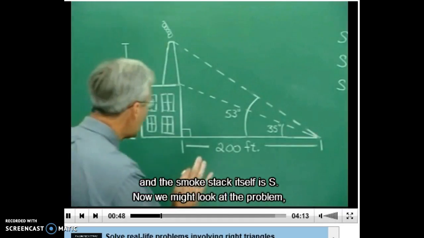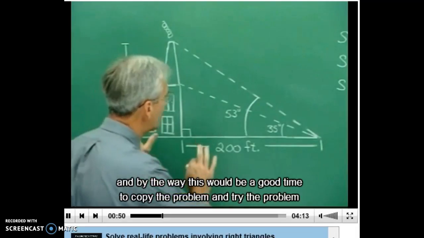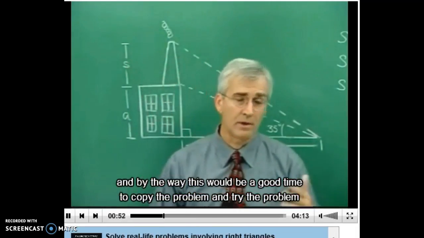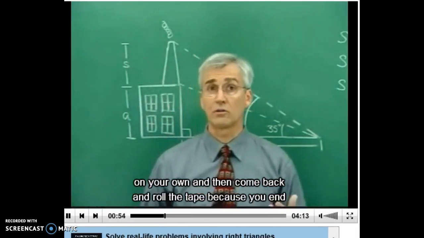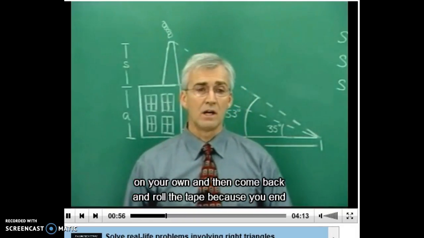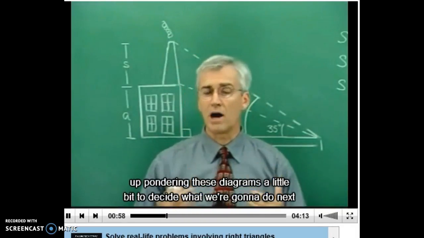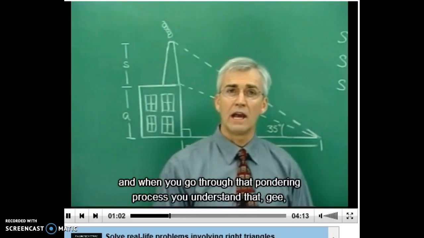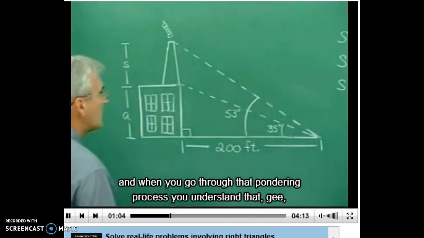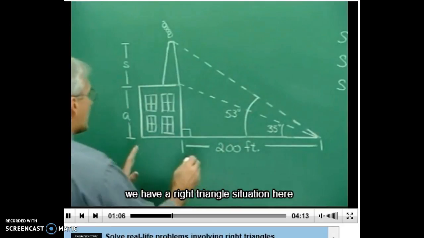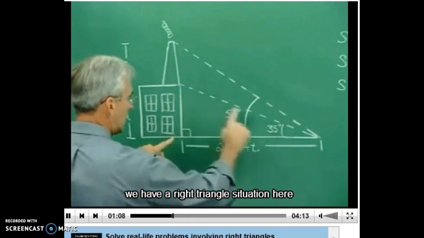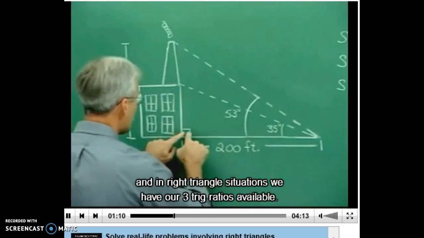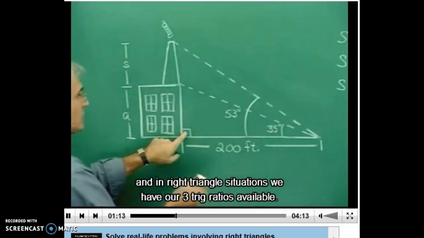Now, we might look at the problem, and by the way, this would be a good time to copy the problem and try it on your own and then come back and roll the tape, because you end up pondering these diagrams a little bit to decide what we're going to do next. And when you go through that pondering process, you understand that we have a right triangle situation here. And in right triangle situations, we have our three trig ratios available.